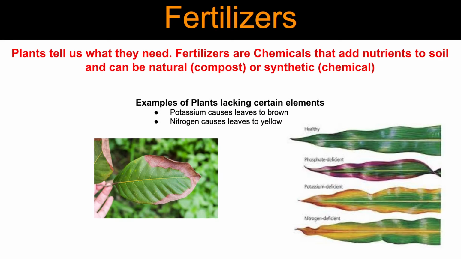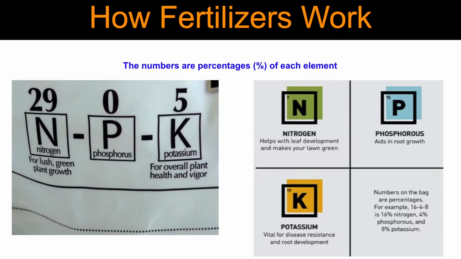So fertilizers, plants tell us what they need. Fertilizers are chemicals that humans add into the environment, but they add nutrients into the soil, and they can be compost or synthetic or stuff like that. So examples of plants lacking certain elements. So there you go. If you ever wanted to know what a healthy plant looks like and what a potassium deficit, nitrogen deficit looks like. Actually, these three things are in fertilizers, the nitrogen, potassium, and phosphate. And so you can actually take a look at leaves if you are going to be like a botanist type person and figure out what they need.